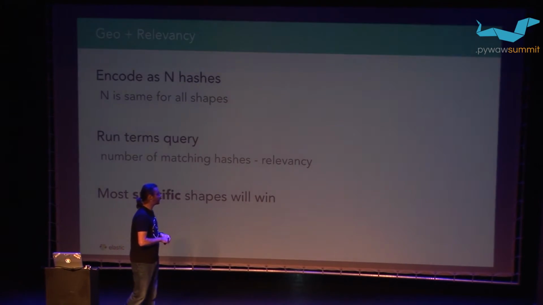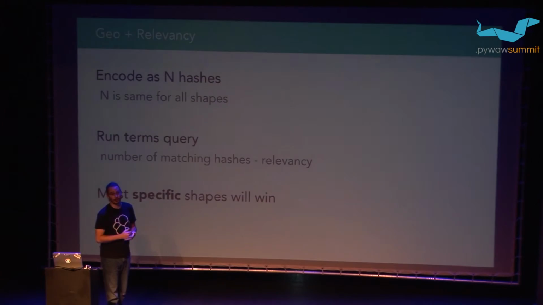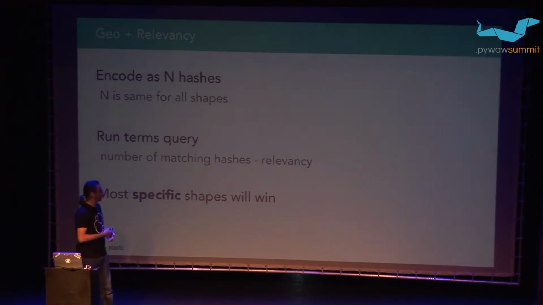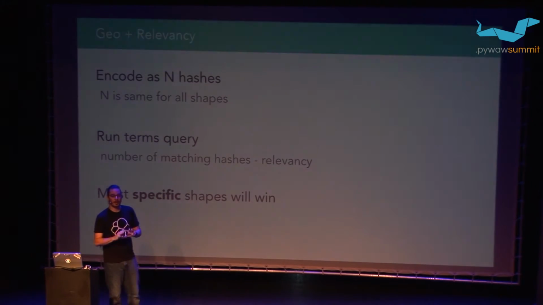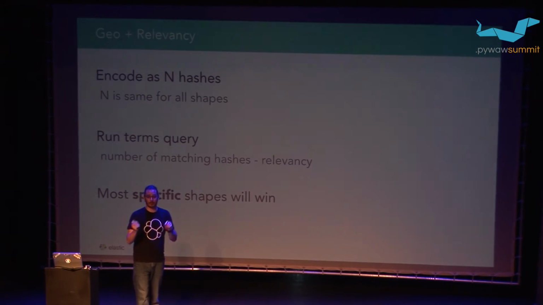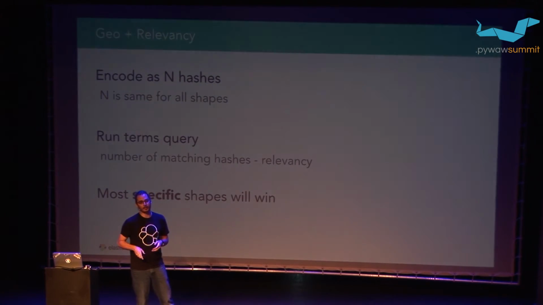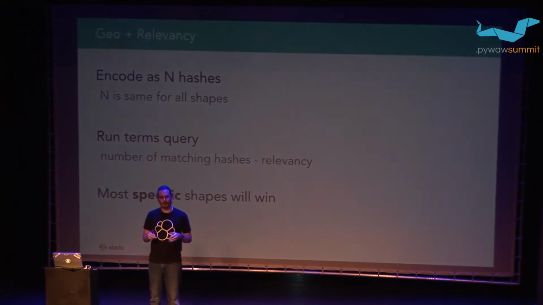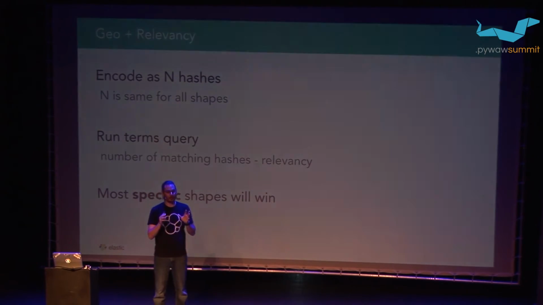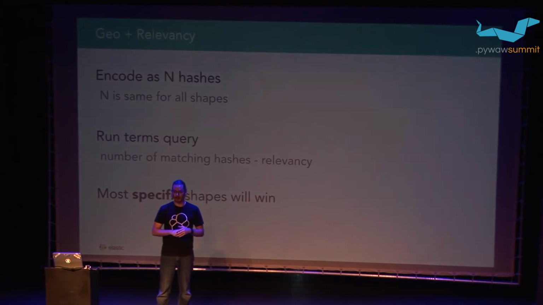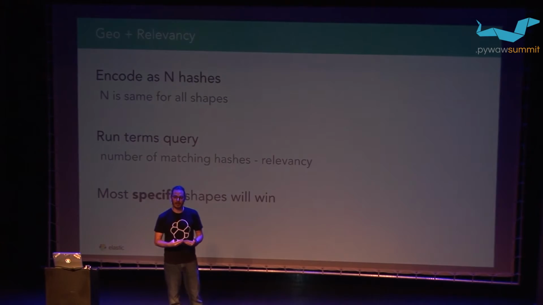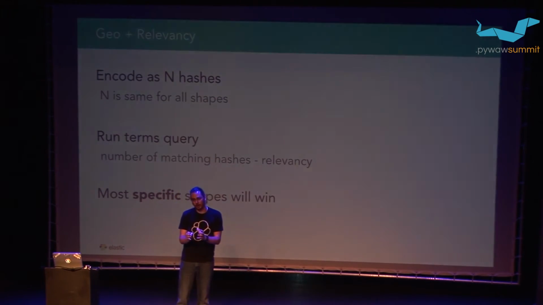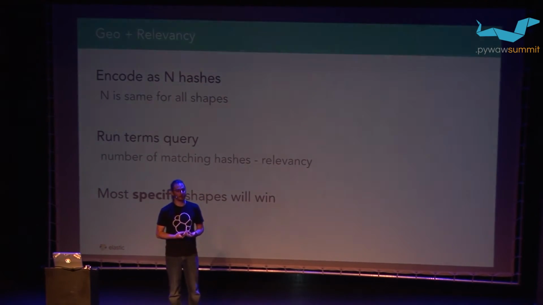So what we can do is use a simple trick that statisticians have known for a while. We say that we encode all the polygons as n hashes, where n is the same for all the polygons, no matter the size. And we sample those randomly. And that's what we index. And then when we run the query, we just count the number of matches that we get. So the higher the number of matches, the more specific the polygon was to our search.